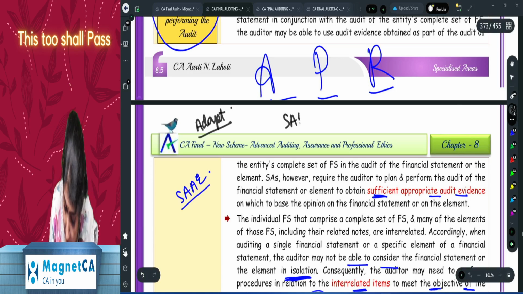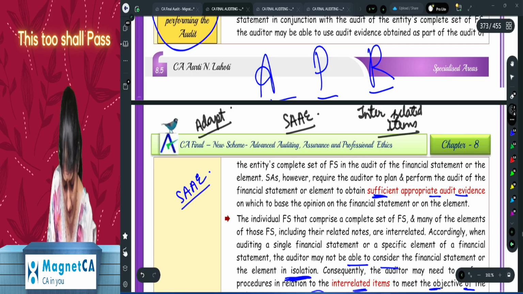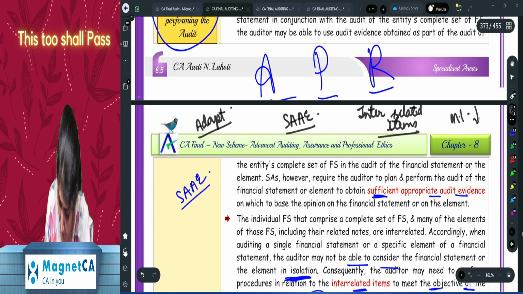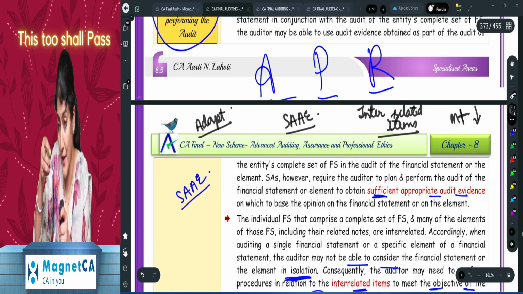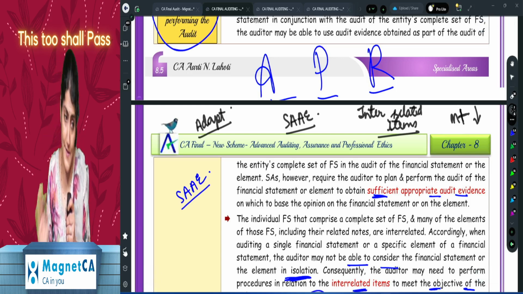You obtain the sufficient appropriate audit evidence. Then you also might have to check the interrelated items. And then finally, what does it say? That auditor, the materiality level may be lower when you're doing an audit of a part of the financial statement.